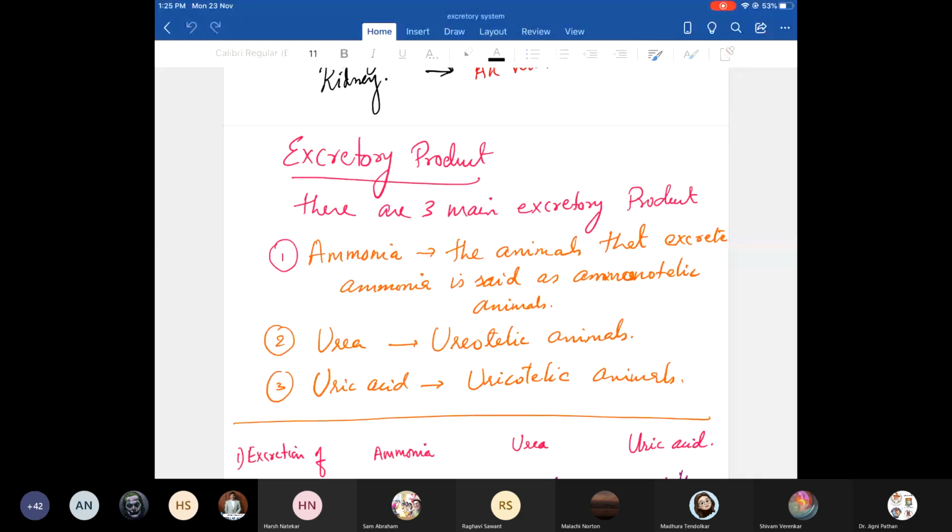So there are three main excretory products: ammonia, urea, and uric acid. Based on the type of habitat the animals live in, they excrete those products. Clear? When the animals excrete ammonia, they are called ammonotelic animals. When the animals excrete urea, ureotelic animals. When the animals excrete uric acid, they are said to be uricotelic animals. Getting the point?